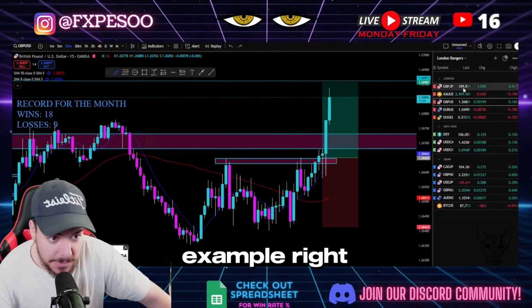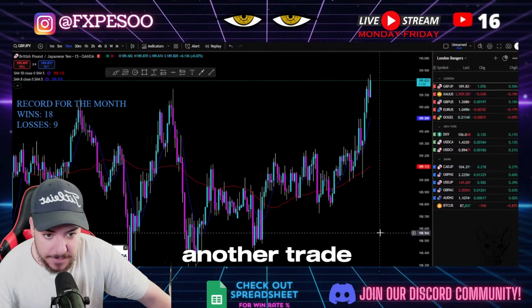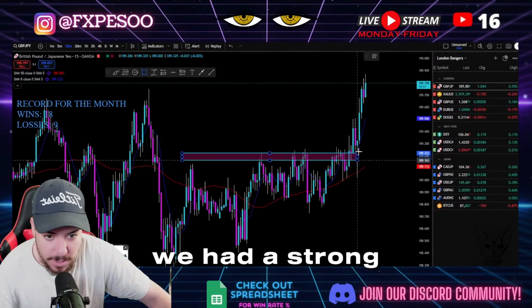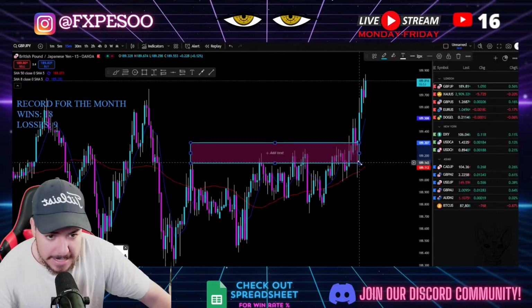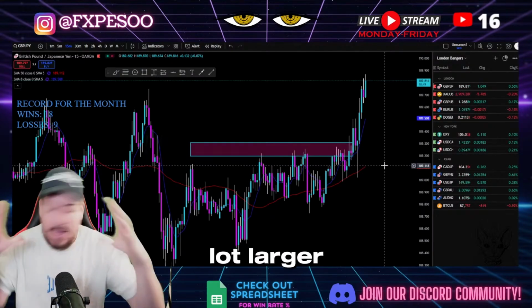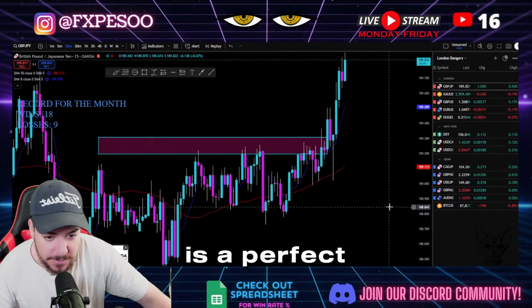Let me give you another example right here. When we go to GJ, let me erase the board on GJ. Another trade that was called out. Before this big explosion, we had a strong support zone. Why do I call it a zone? Because you want to think of support and resistance as zones, not levels. They are a lot larger of an area than what a level would be. So zone is a perfect word.